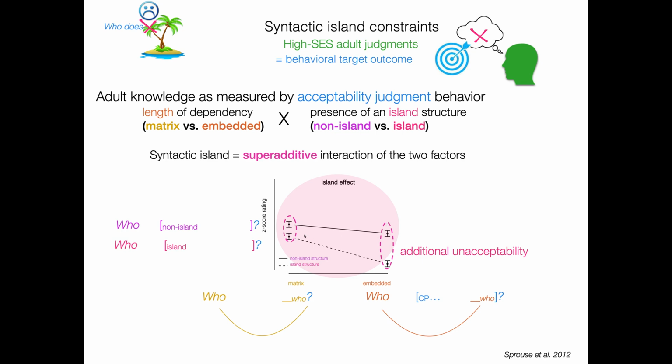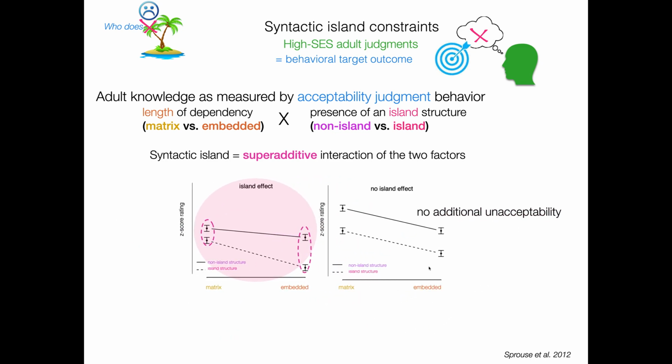And what you're looking for is when you have both of these, when you have an embedded dependency that has an island structure, is it just the addition of those two factors, or is there extra badness where it's extra low, right? And that shows up in this picture visually as non-parallel lines. So the additional unacceptability says, even above and beyond the fact that it's an embedded dependency, above and beyond the fact that you have an island structure in this utterance, it's extra bad, again, purportedly because it's crossing that island structure. Additional unacceptability. That's what we're looking for.